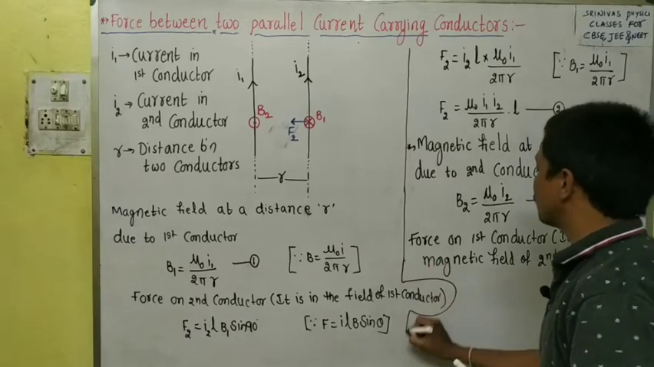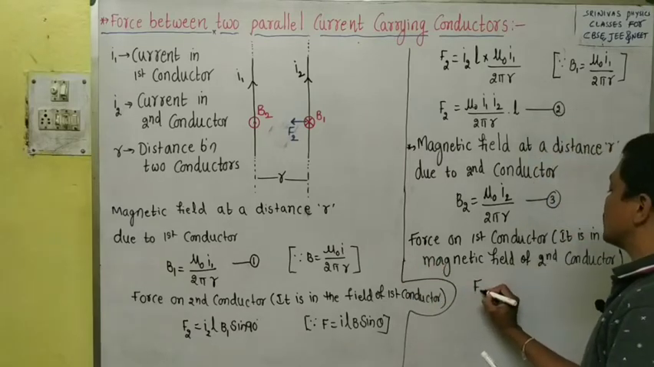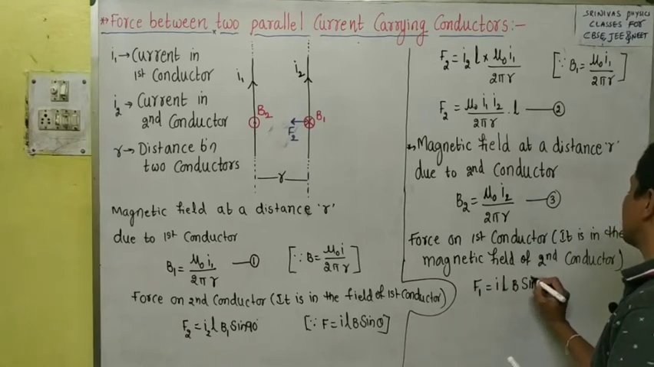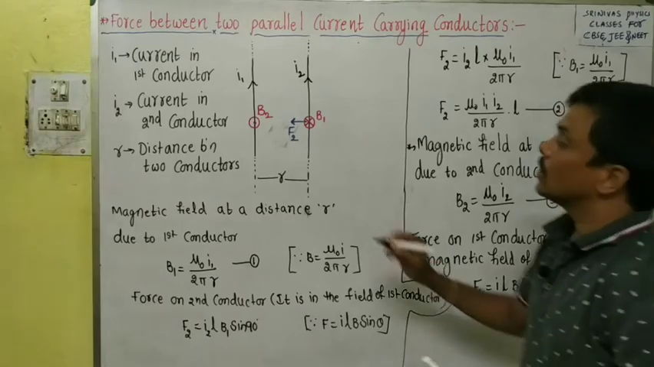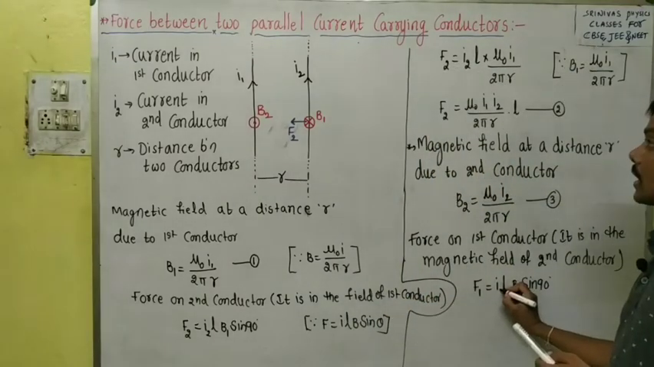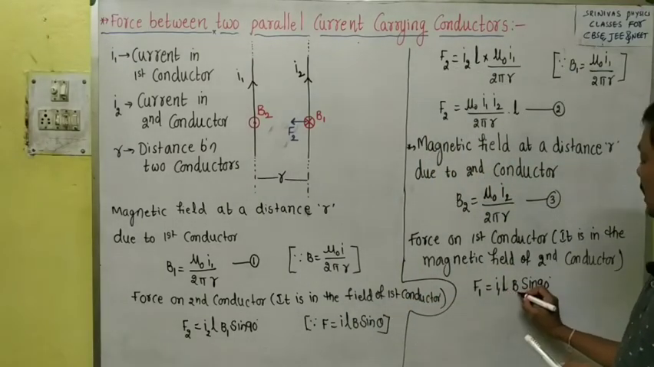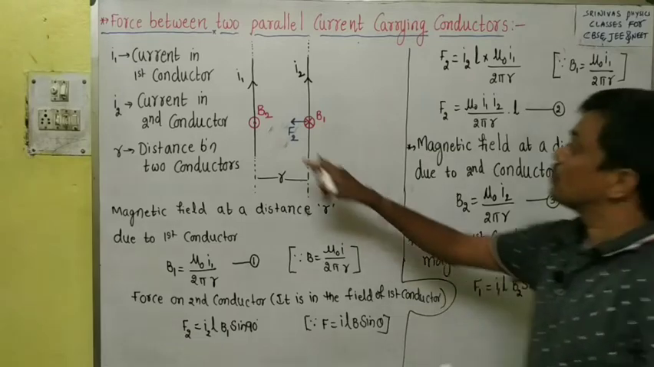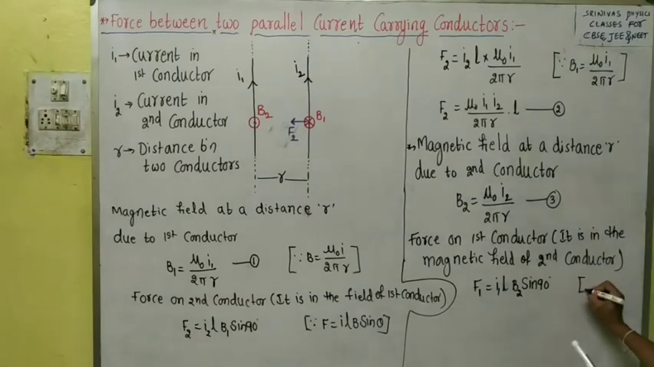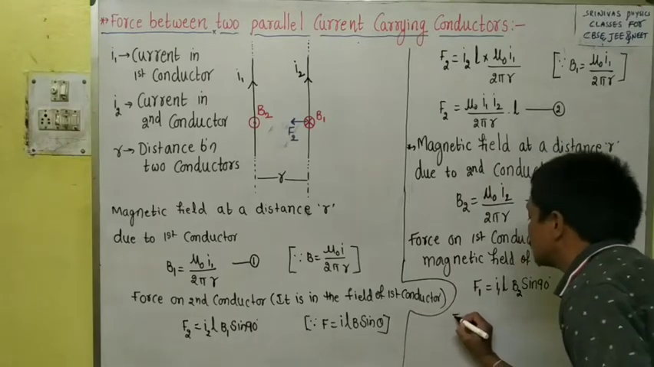Now I want to find out the force on the first conductor. That is, the formula is F1. Its formula is again I L B sine theta. Theta is again 90. This is the first conductor. Force on the first conductor I want. On the first conductor current is I1 and length is L we can take, and the field is B2 because this I1 conductor is in the B2 field. Okay, and here L is perpendicular to B, that's why we have to write theta is 90 degree. Then after that we have to substitute the values.